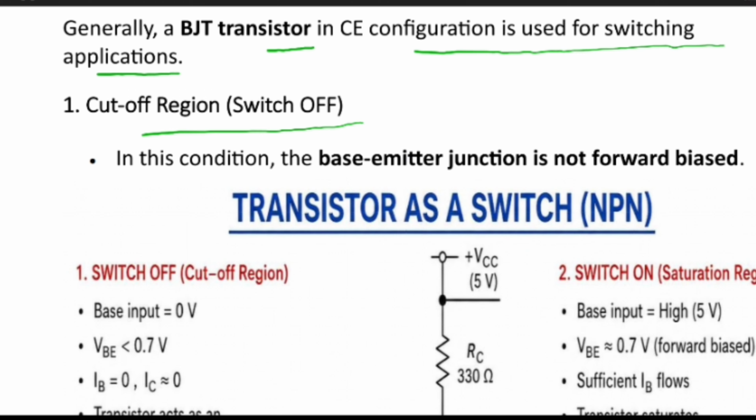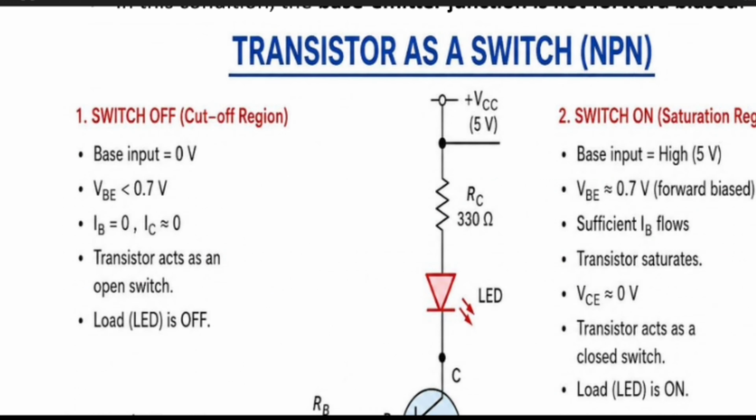It is based on the base emitter junction, which is not forward biased. This is the transistor switch off, with an NPN transistor. In the switch off cutoff region, the base is at 0 volt. Everything is represented here: transistor, cutoff, and LED.